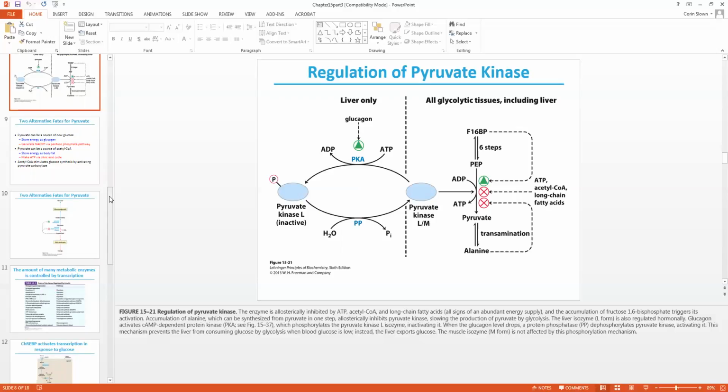So glucagon activates cAMP-dependent protein kinase, which is going to phosphorylate the pyruvate kinase L isozyme, inactivating it. So when the glucagon levels drop, a protein phosphatase dephosphorylates pyruvate kinase, activating it. This is going to prevent the liver from consuming glucose by glycolysis when blood glucose is low. Instead, the liver exports glucose. The muscle isozyme, the M-form, is not affected by this phosphorylation mechanism.